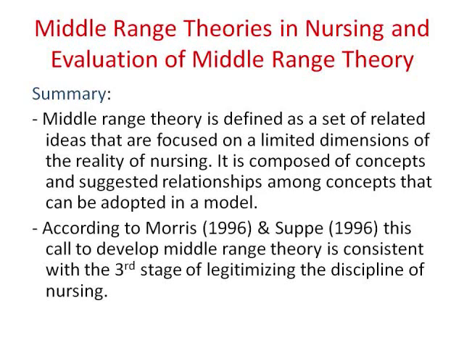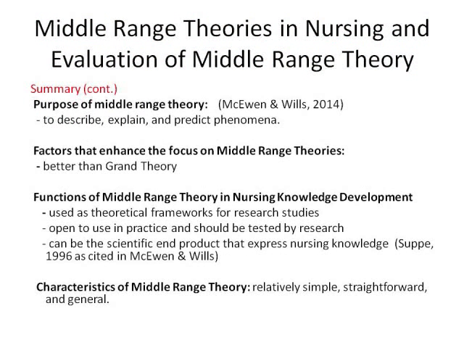To sum it up, middle range theory is defined as a set of related ideas that are focused on limited dimensions of the reality of nursing. It is composed of concepts and suggested relationships among concepts that can be adopted in a model. According to Morris and Suppe, this call to develop middle range theory is consistent with the third stage of legitimizing the discipline of nursing. We discussed the purpose of middle range theory, which is to describe, explain, and predict phenomena. And then factors that enhance the focus on middle range theories. They said it's better than grand theory.